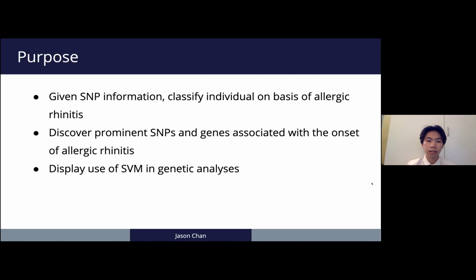So like I said, just to reiterate, I have kind of three main points I wanted to do. One, given this genetic SNP information, I wanted to be able to classify individuals on the basis of allergic rhinitis. Second, after doing that, I wanted to see if I could examine the model and find prominent SNPs and genes associated with the onset of allergic rhinitis. Lastly, I just wanted to overall display the use of support vector machines and machine learning in general in genetic analyses.